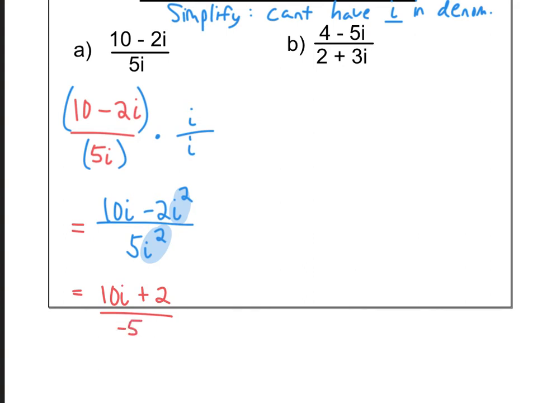Okay, and then just to write it in the correct form, we can split this up. Remember, complex number form is a plus b times i, right? So we need to write the real part first. I'm going to split this fraction up first, actually, and then we'll worry about that. 10i over -5 plus 2 over -5.